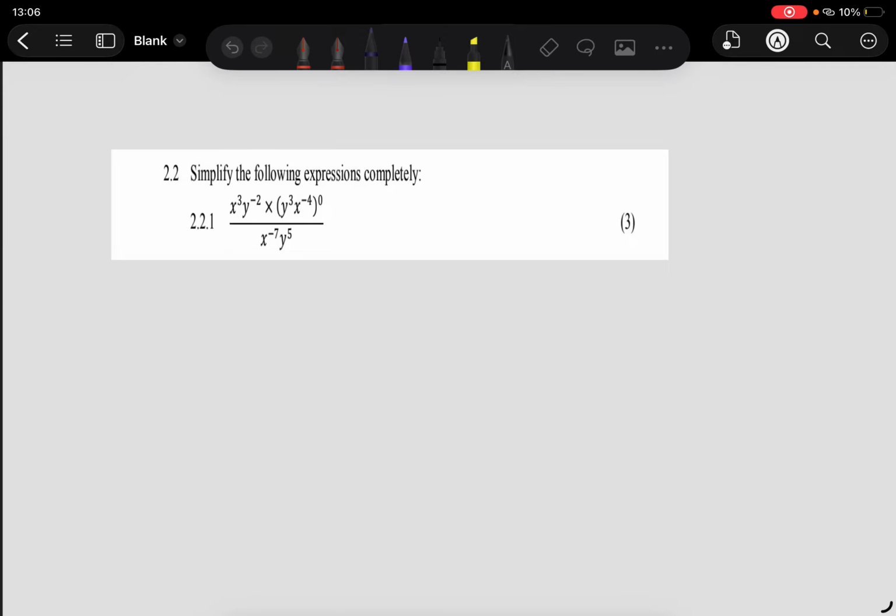Hey grade 10s, today we will be looking at how to simplify expressions using the laws of exponents. Before we begin, let's do a quick revision of some of the important exponent laws.